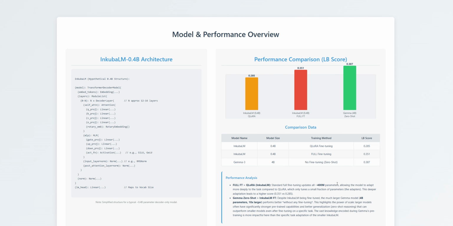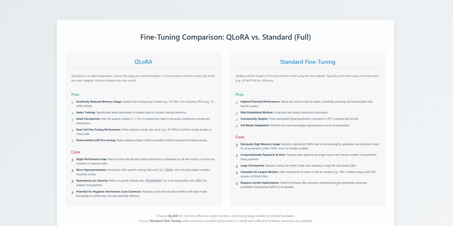This brings us nicely to our next slide, directly comparing these two approaches. We just saw standard fine-tuning gave InkubaLM a better score, so why did we even start with QLoRA back in episode 2? Well, let's look at the pros and cons. QLoRA, as we discussed, is all about memory efficiency. Freezing the base model in 4-bit and only training tiny adapters. That lets you tune huge models on hardware like a single consumer GPU, maybe 16 gigabytes or 24 gigabytes. Training is faster, checkpoints are tiny. It democratizes fine-tuning, which is awesome. The main drawback, as we saw, you might not hit that absolute peak performance because you're not tuning everything.